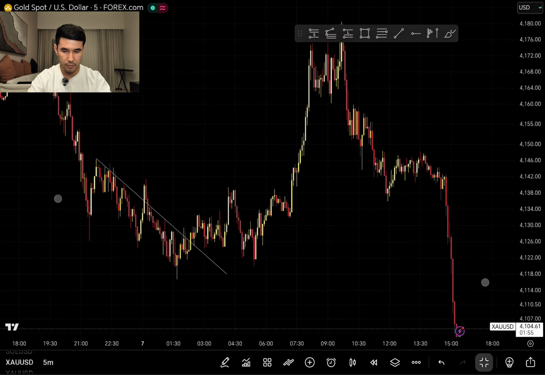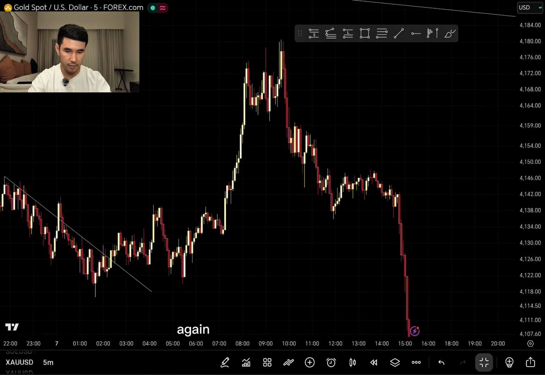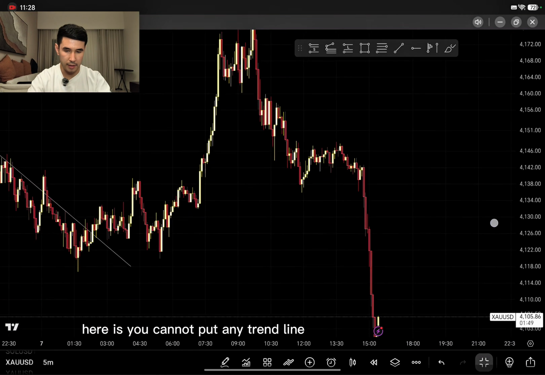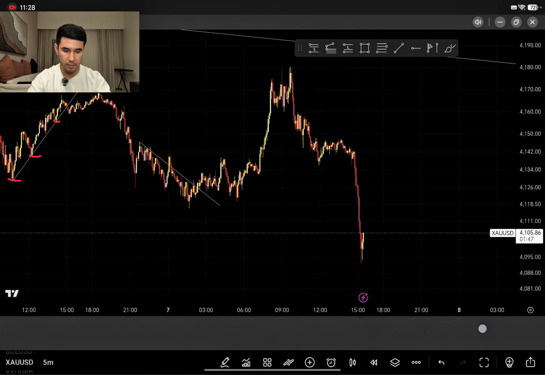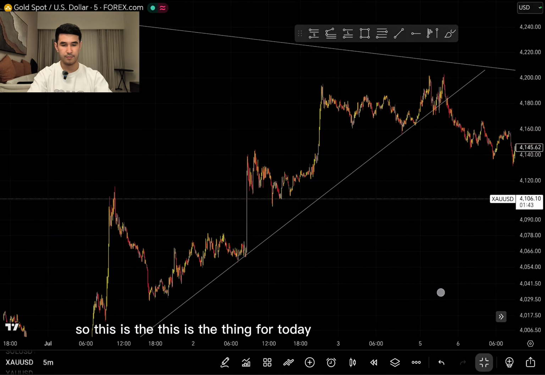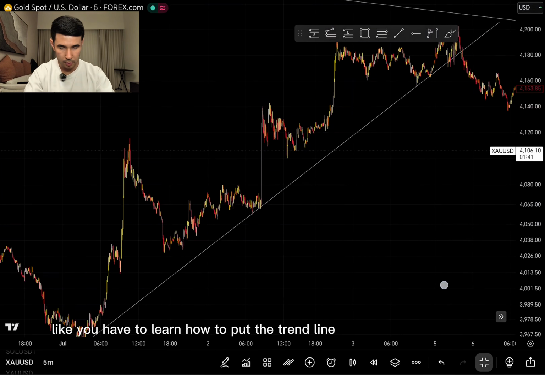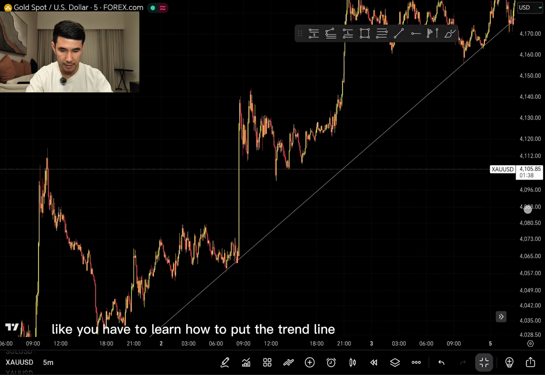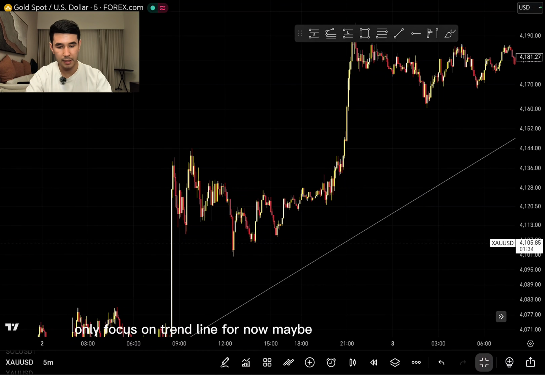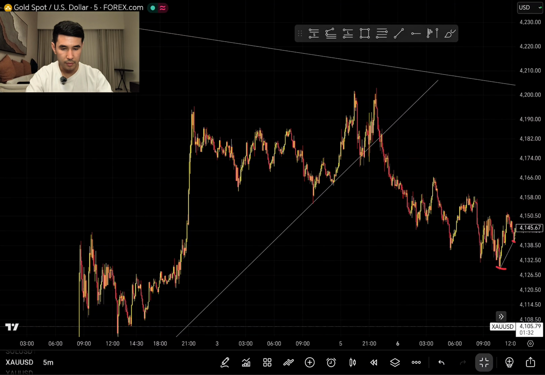So again, here you cannot put any trend line. So this is the thing for today. You have to learn how to put the trend line. Only focus on the trend line for now.